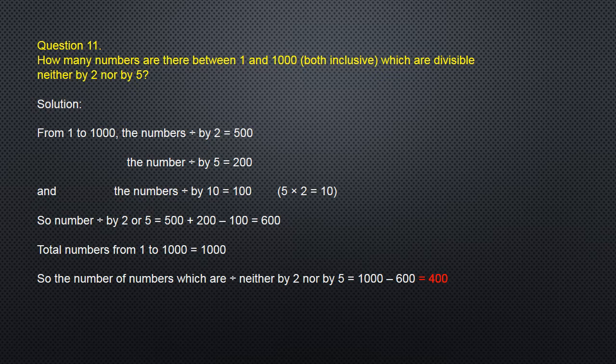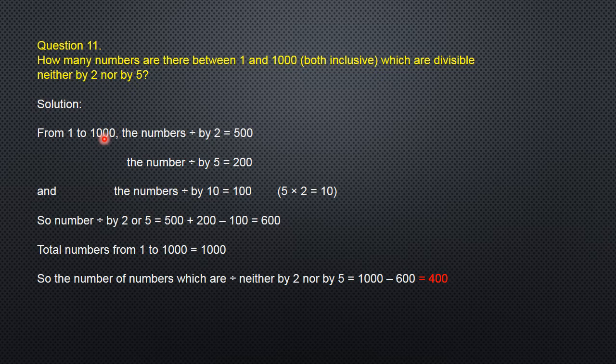Question number 11. The question is, how many numbers are there between 1 and 1000, both inclusive, which are divisible neither by 2 nor by 5? So first let us find the answer for either-or, then subtract that answer from the whole, and then we can get neither-nor.